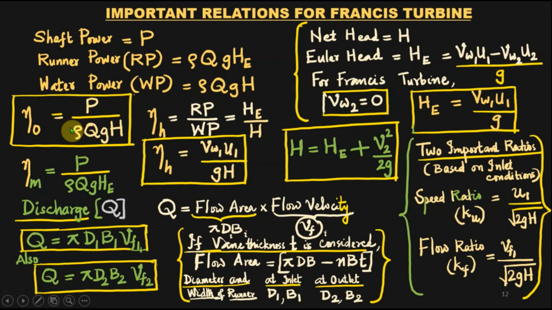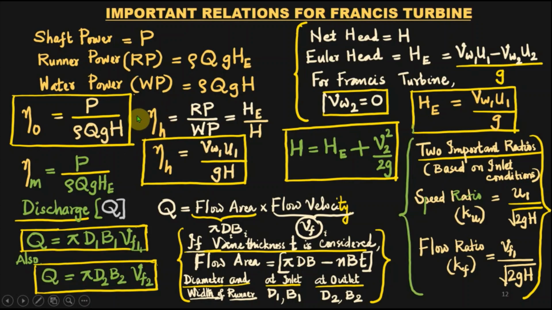Now the water power, we know that water power is equal to rho Q g H, where H is the net head, and the overall efficiency of any turbine is shaft power by water power. So that is P divided by rho Q g H, and Q is the discharge handled by the turbine, H is the net head, rho is the density of water in the case of hydraulic turbine, and g is the gravitational acceleration.